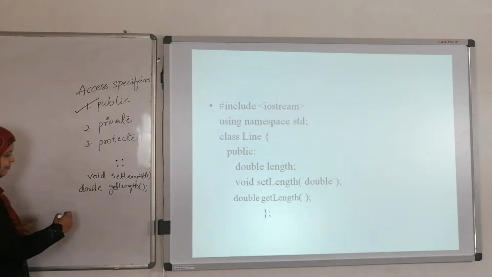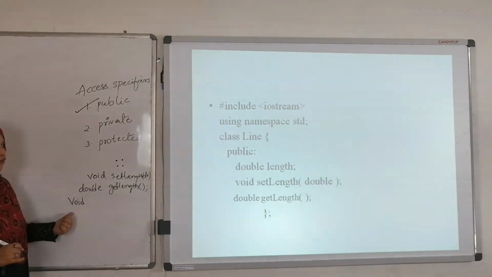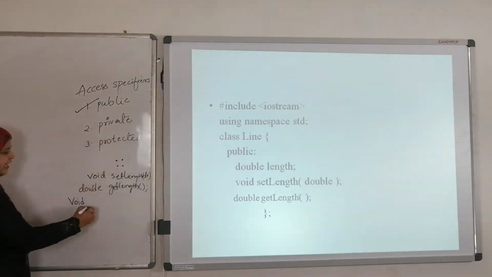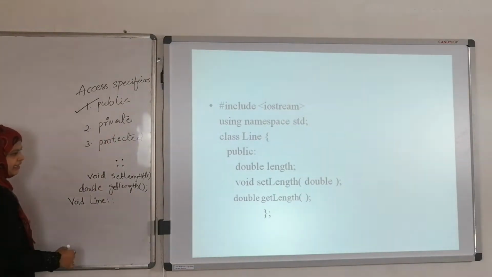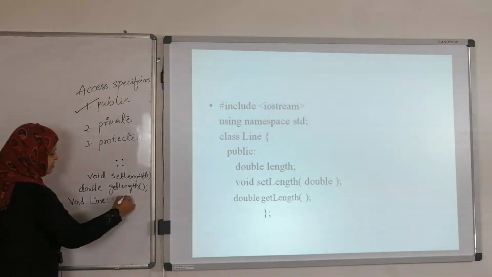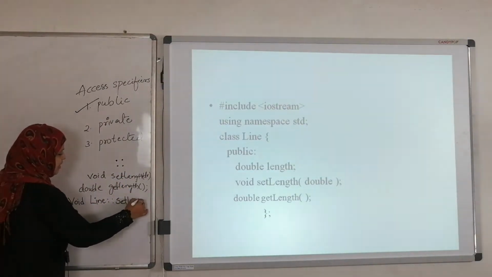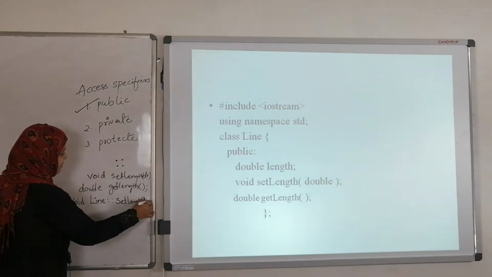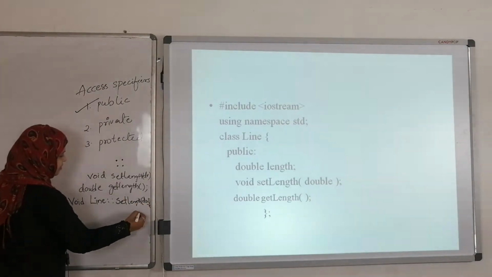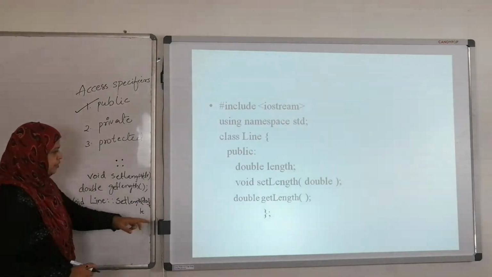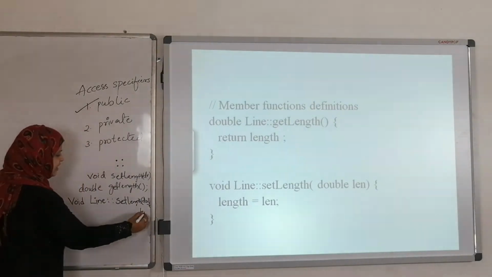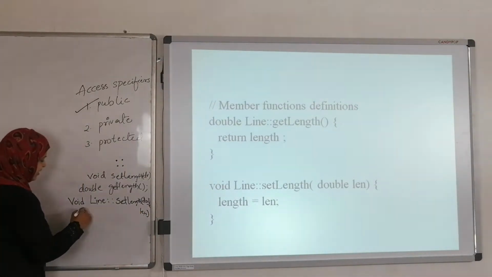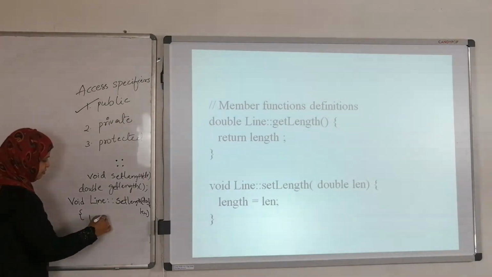What is the return type here? Void is the return type, right? Then followed by the class name. What is the class name? Line is the class name. Then the scope resolution operator. Then what is the function name? Set length is the function name. Then here we are passing one parameter, double. One more thing: I am going to use the len variable here, then length equals len.